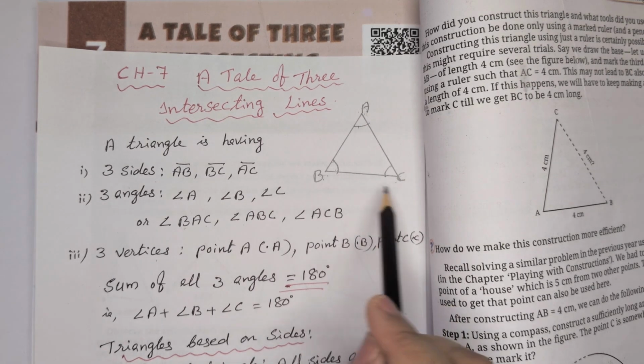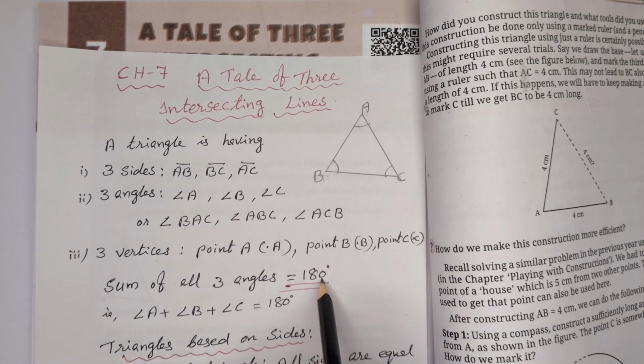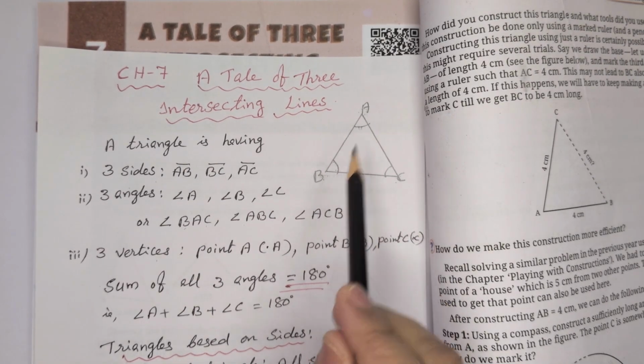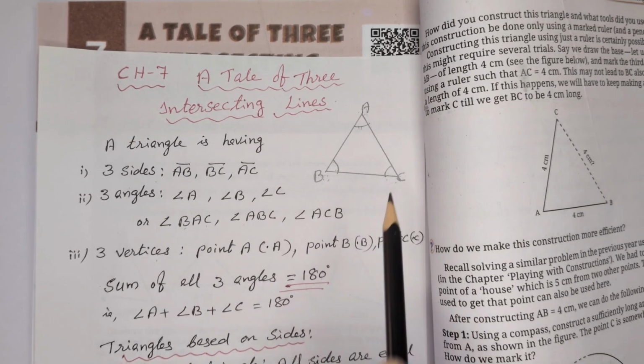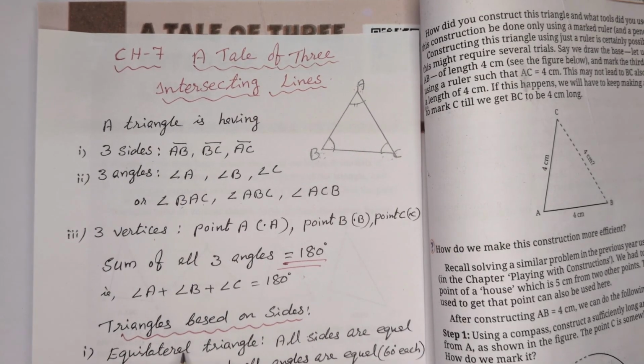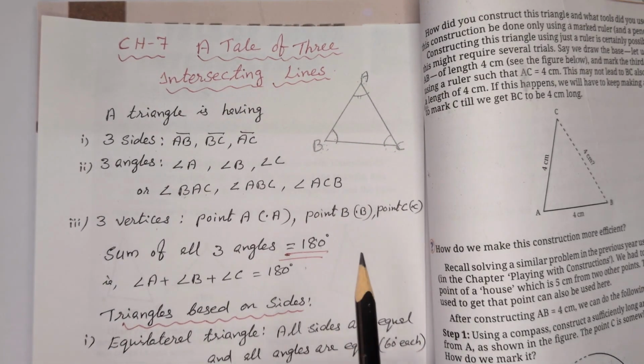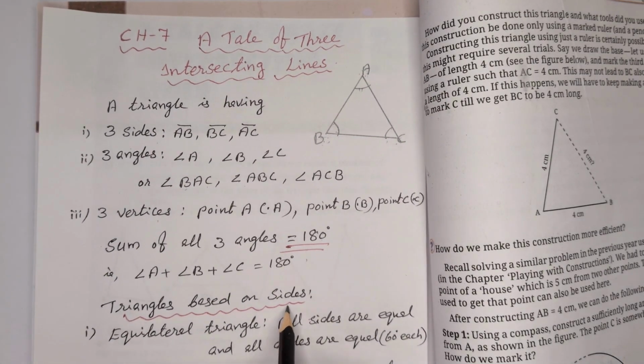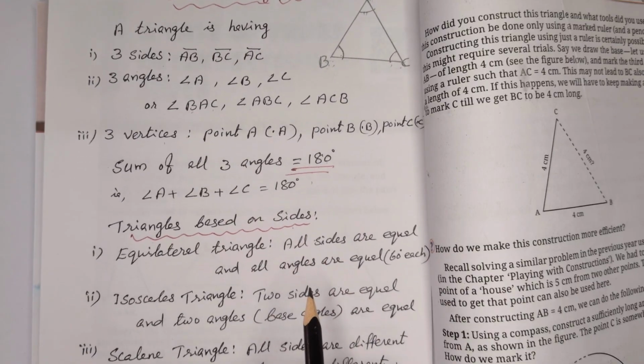Then the sum of all three angles is equal to 180 degrees, which means angle A plus angle B plus angle C is equal to 180 degrees. This is what is coming in this chapter. Then triangles have different shapes, based on sides and also based on angles.